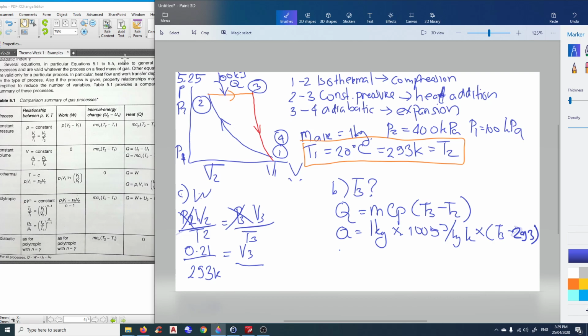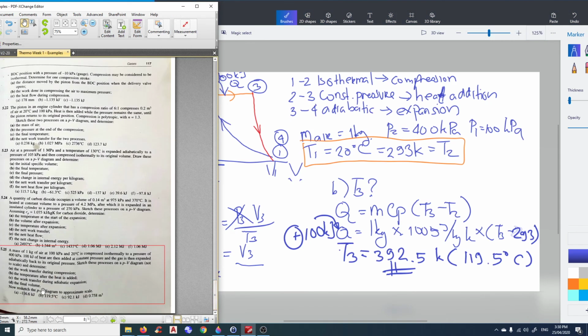So solving here, the Q is 100 kilojoule. Remember, it's positive because it's being added into the system. So we can solve T3 is 392.5 Kelvin or 119.5 degrees Celsius. So that's question B done.